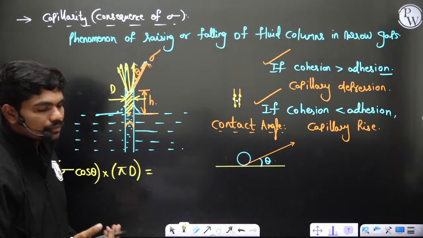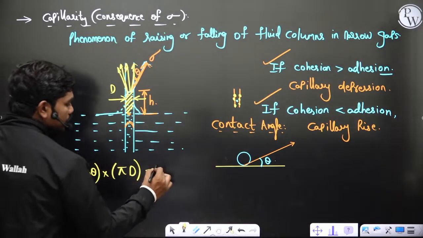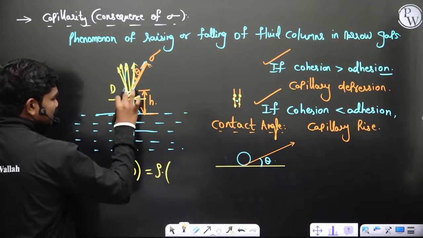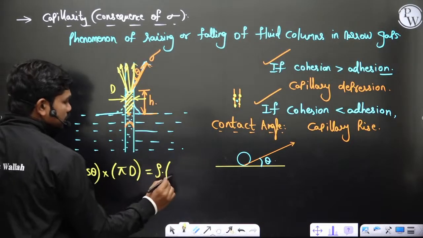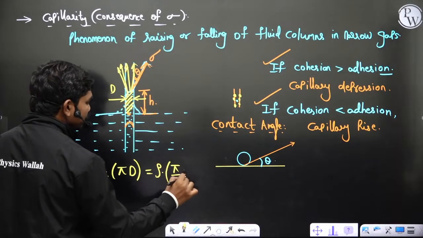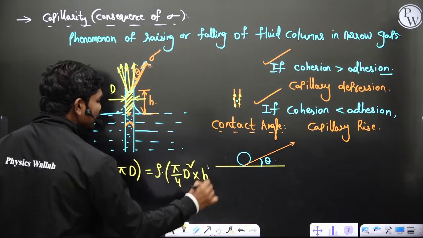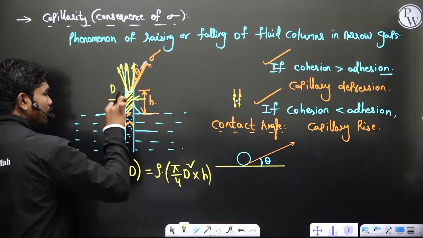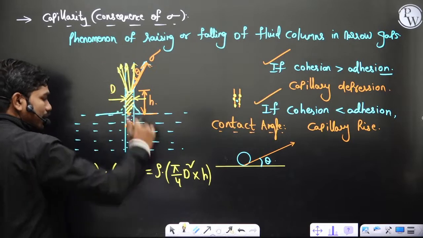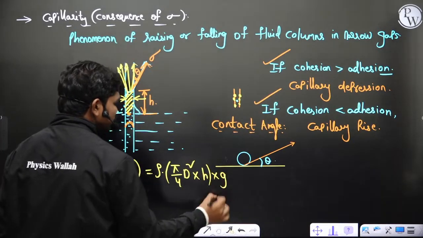Obviously this should be balanced by the weight of the fluid. So what is the weight of the fluid? Density into, if you neglect the small meniscus effects, pi by 4 d square into h. This is the volume of the fluid in this small channel, because pi by 4 d square is the cross section multiplied by height, into g, obviously. So this is what you have.